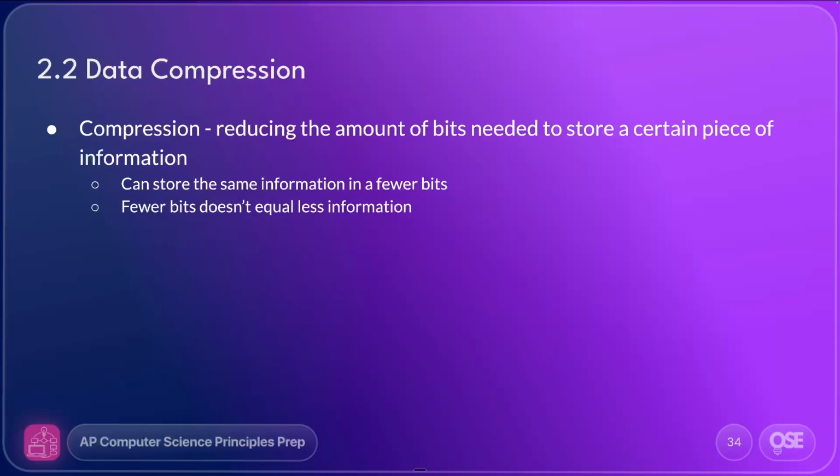Next, you have to know about compression. That's topic 2.2. Compression is when you reduce the amount of bits you need to store a certain piece of information. So that means you can store the same amount of information in fewer bits. For example, you can store the number 67 in 5 megabytes instead of 10 if you have it as an image. But fewer bits doesn't always equal less information. You can contain the exact same amount of information, just use fewer bits.